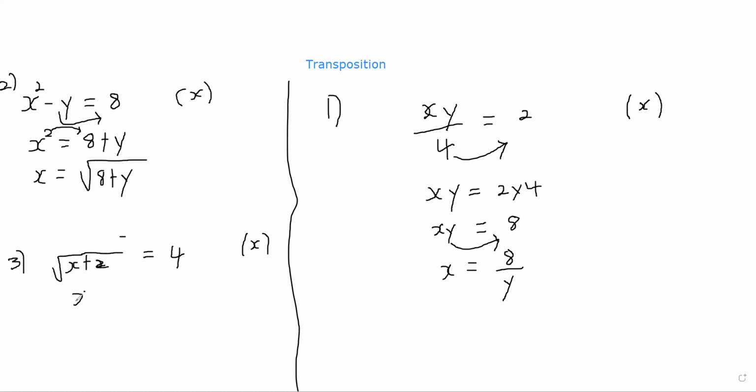Right? So we take over the square root. And we get a square. Remember, we got a square whatever done on that side. So we get 4 squared. And we know 4 squared is equal to 16.